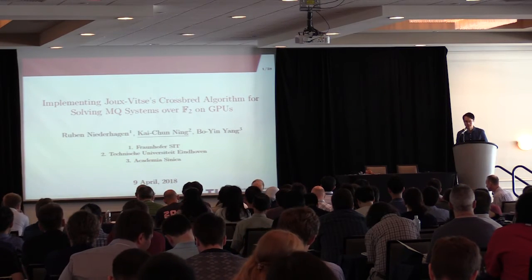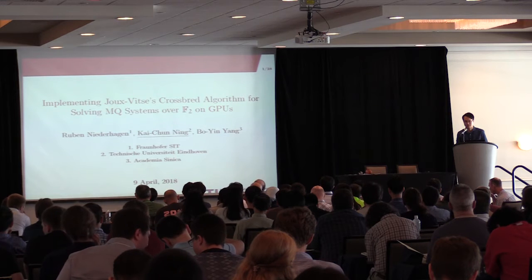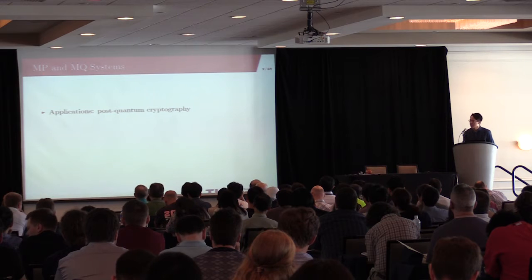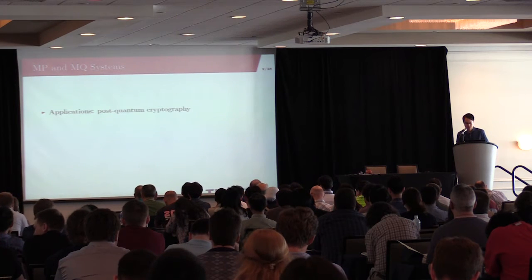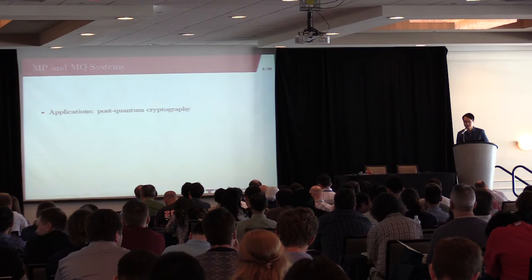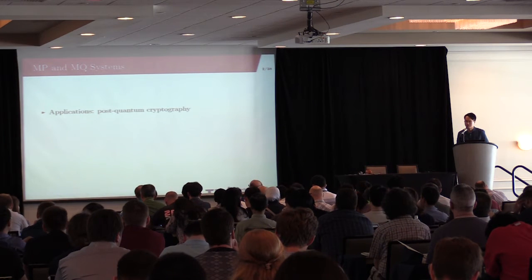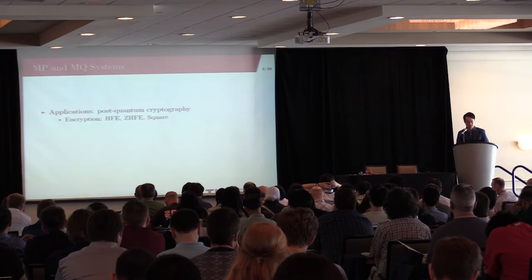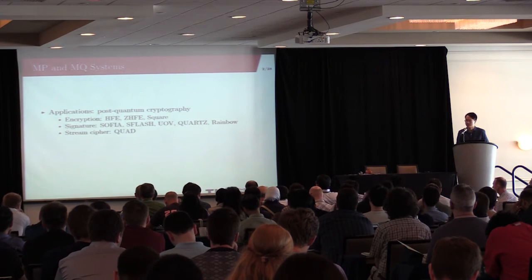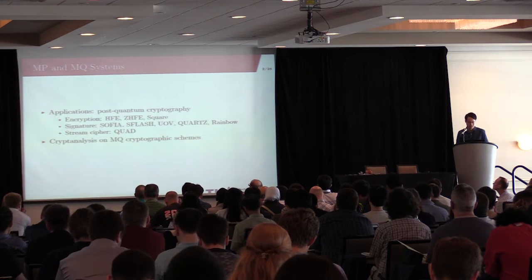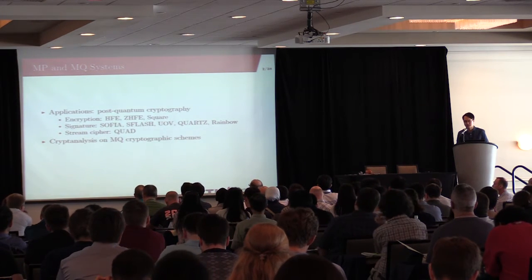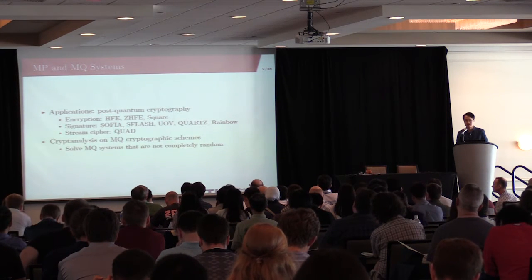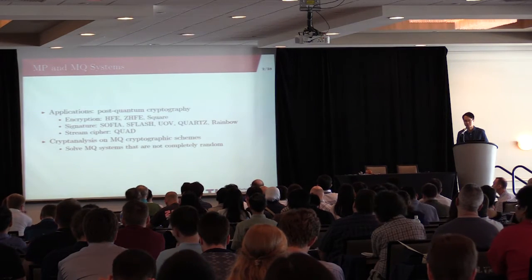I will be introducing an efficient implementation of a new algorithm proposed by Joux-Vitse in 2017. As most of you already know, MQ and MP systems can be used to construct post-quantum cryptographic systems. There are encryption schemes, signature schemes, and also symmetric ciphers. Most of the cryptanalysis on those schemes is scheme specific, and the MQ or MP systems they solve are not completely random.